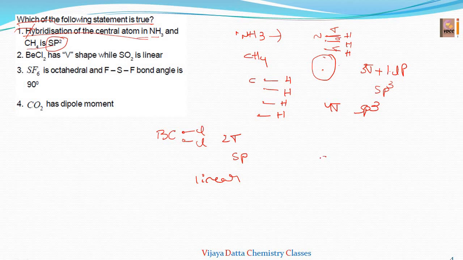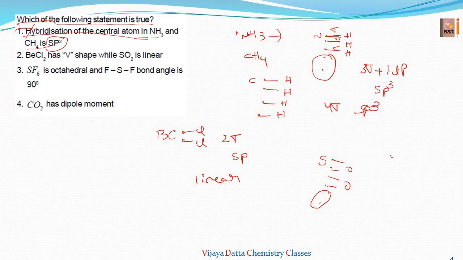Come to the SO2 structure, which I also just explained. Sulfur belongs to the sixth group: 1, 2, 3, 4, 5, 6. Oxygen will form a double bond, not a single bond. So 2 electrons for 1 oxygen, 2 electrons for the other oxygen. So what is left?